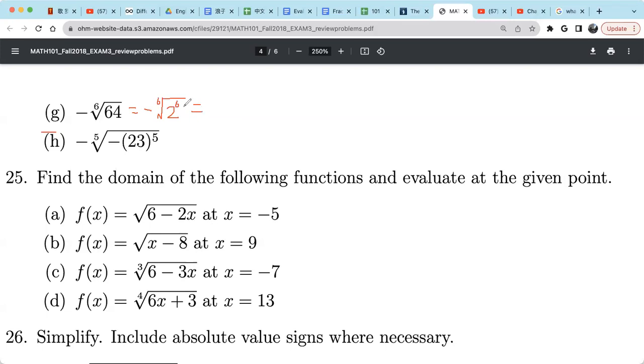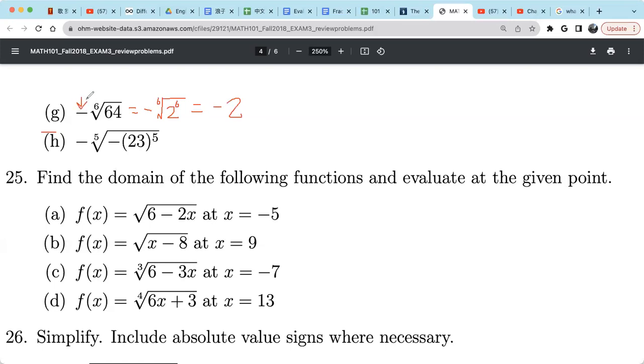So when the power of 2 is the same as the index, right? The power of 2 is 6. The index is also 6. 6 over 6 is 1. So we just get -2. Just be careful with this negative sign.